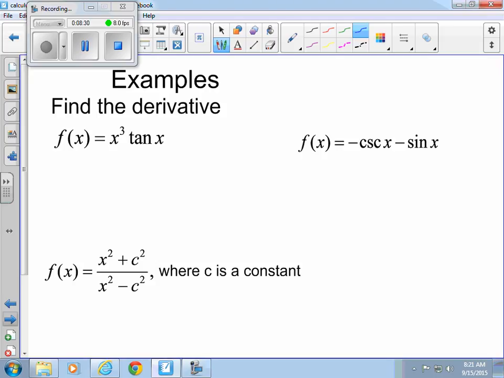So now we know the rules, and if you're doing a homework problem, you can just use the rules. But why can't you just put the 3 for the x? So it's 3x squared and the derivative of tangent. Because that's not how products work.